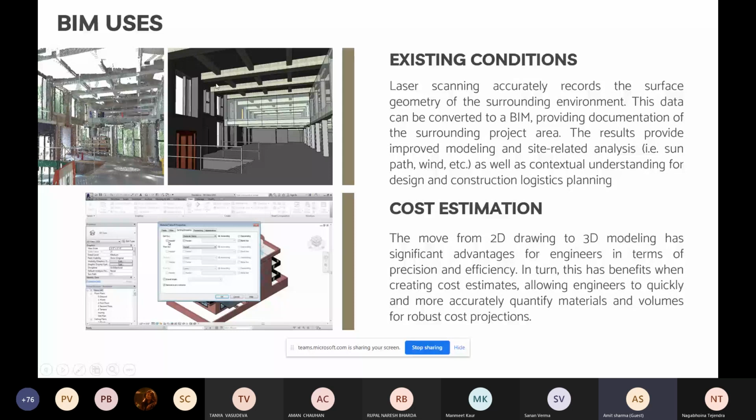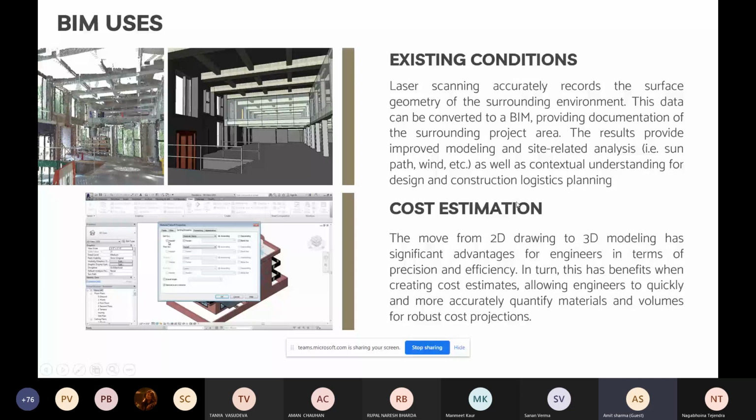We want to add something here. Maybe this whole information was on 2D drawings and it's not accurate. But now with the laser scanner, we have the exact dimensions, exact same information, what we need to make any design changes. The next one is cost estimation.